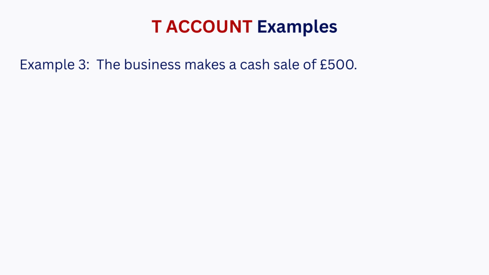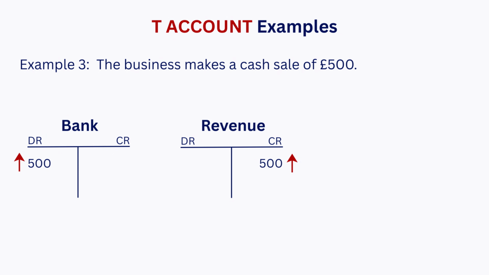Example 3. Make a sale for cash. The business makes a cash sale of £500. Accounts affected are bank and revenue. Bank account increases and sales revenue increases as well. Double entry is debit bank £500 and credit revenue. Revenue increases on the credit side.